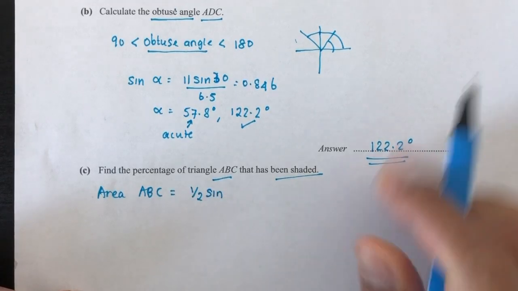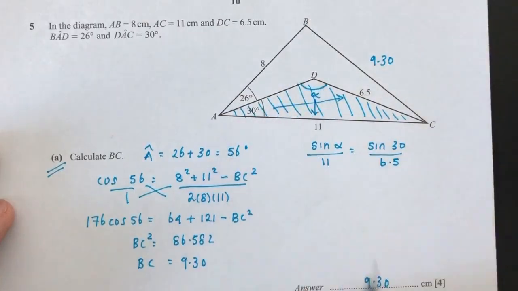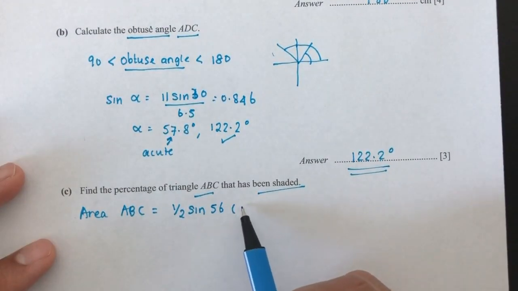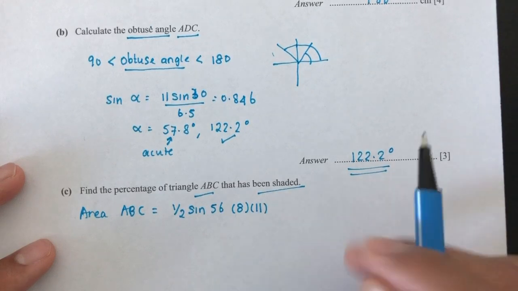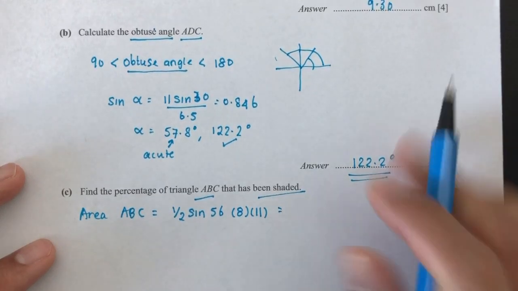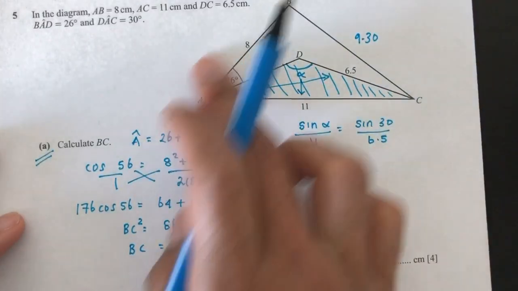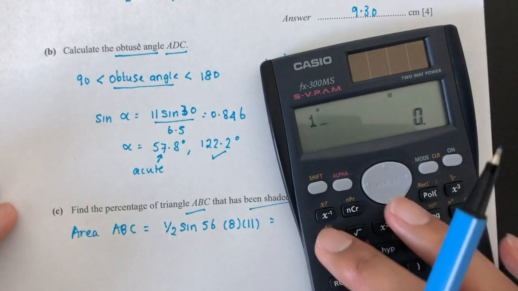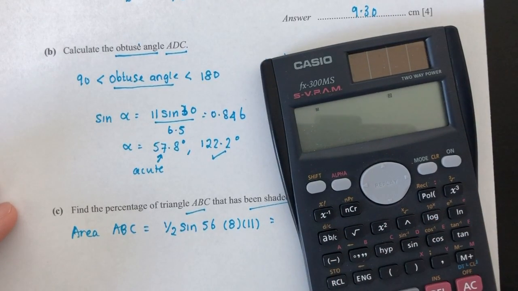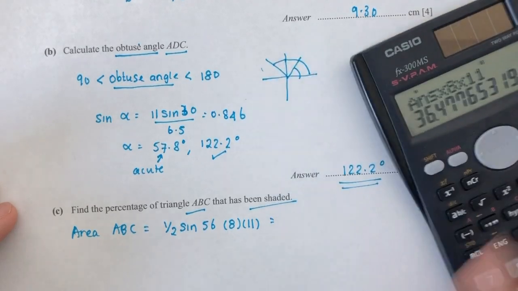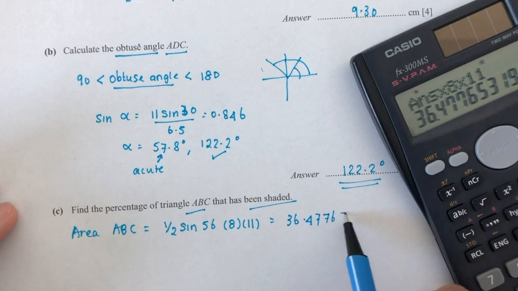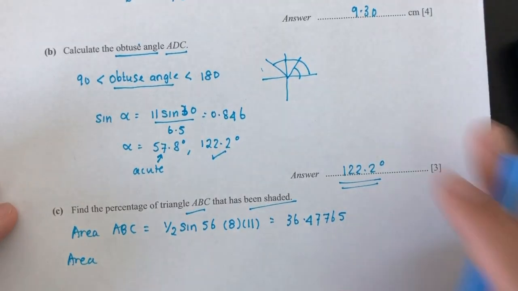We use sine of this angle, which is 56, times 8 and 11, which are the two sides around it, so these two sides, 11 and 8. This is the angle. So let's solve. We will have half of sine of 56 times 8 times 11. That will be 36.47765.